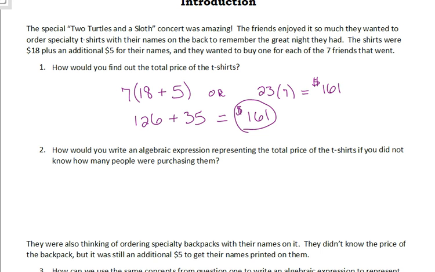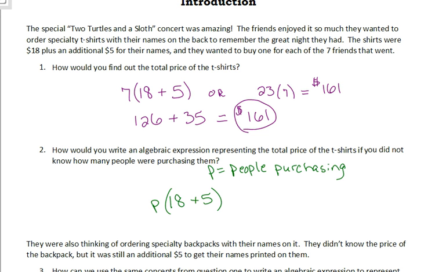The next question says, how would you write an algebraic expression representing the total price of the t-shirts if you did not know how many people were purchasing them? Well, let's look at the little expression that we created up here. The 7 represents the people. If we don't know how many people are purchasing them, why don't we say P equals people purchasing? So still have to pay the $18 for the shirt, still the $5 for the name on the back. The only difference is we don't know how many people.